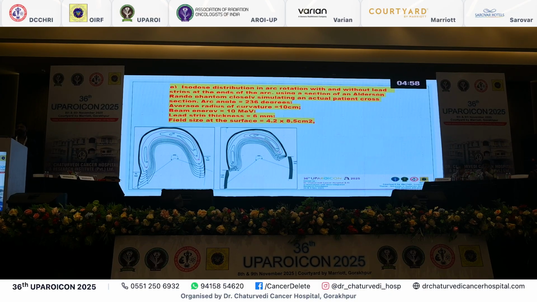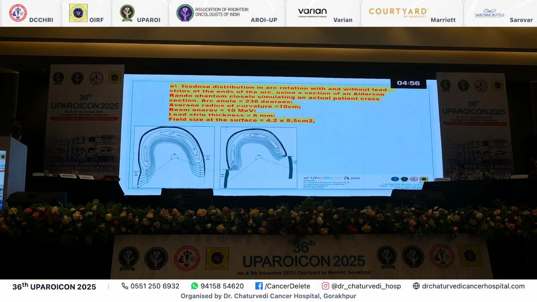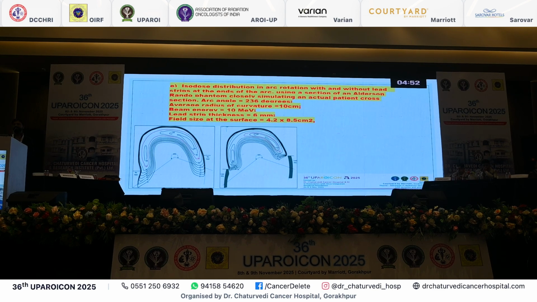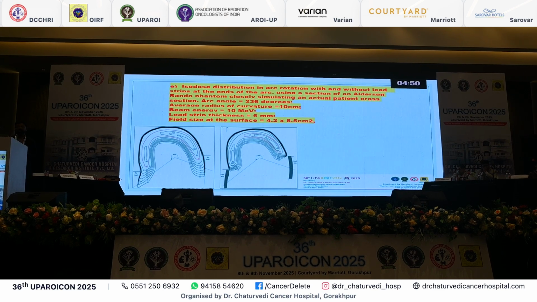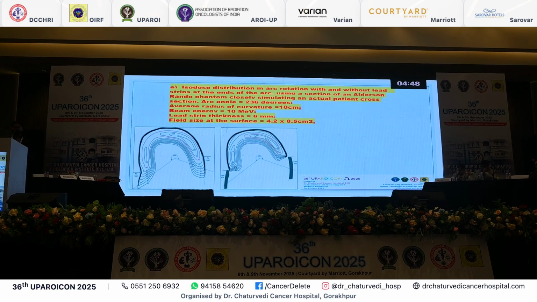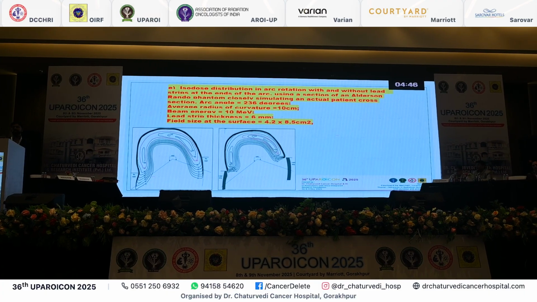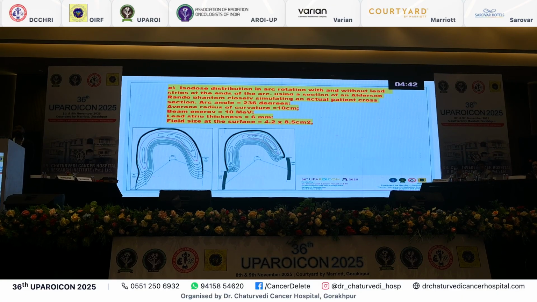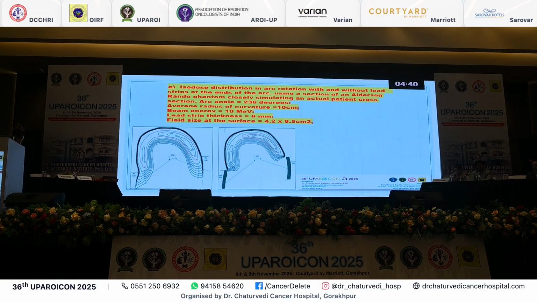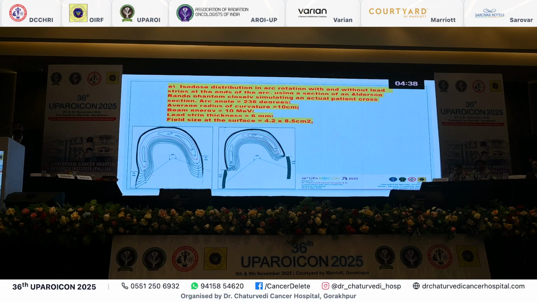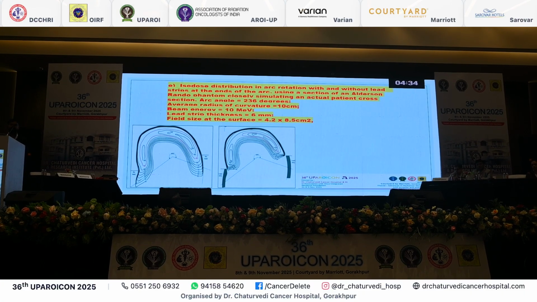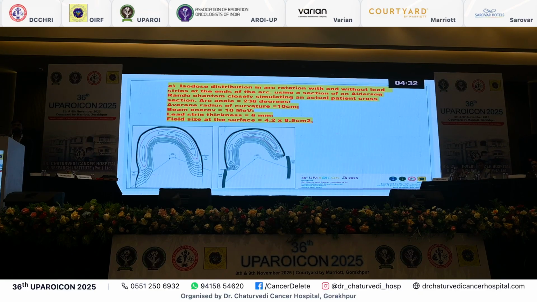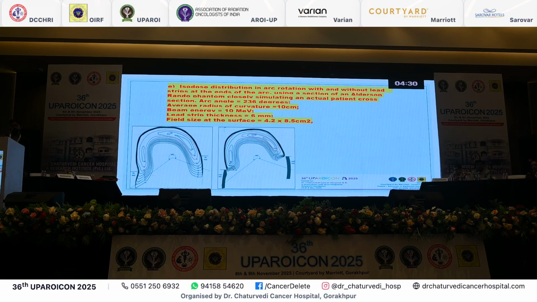This is the recorded isodose distribution for arc rotation with and without lead strip at the ends of the arc, using a section of an Alderson Rando phantom closely simulating a patient. Arc angle is 236 degrees. Average radius of curvature is 10 cm. Beam energy is 10 MeV. Lead strip thickness is 6 mm. Field size at the surface is 4.2 to 8.5 cm.